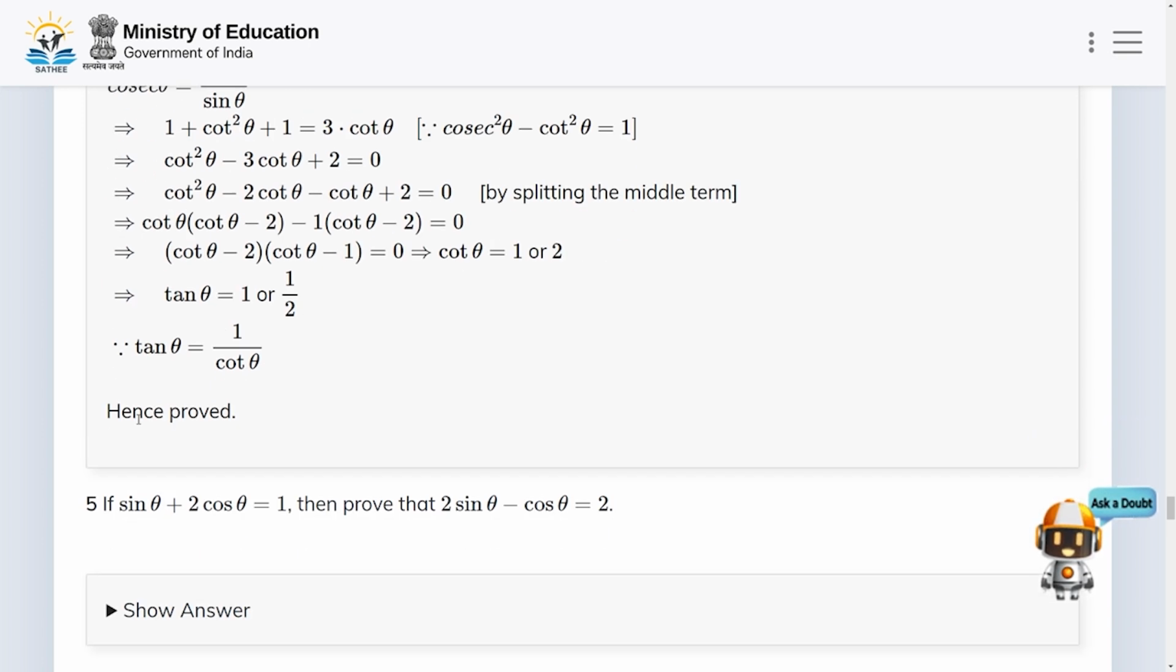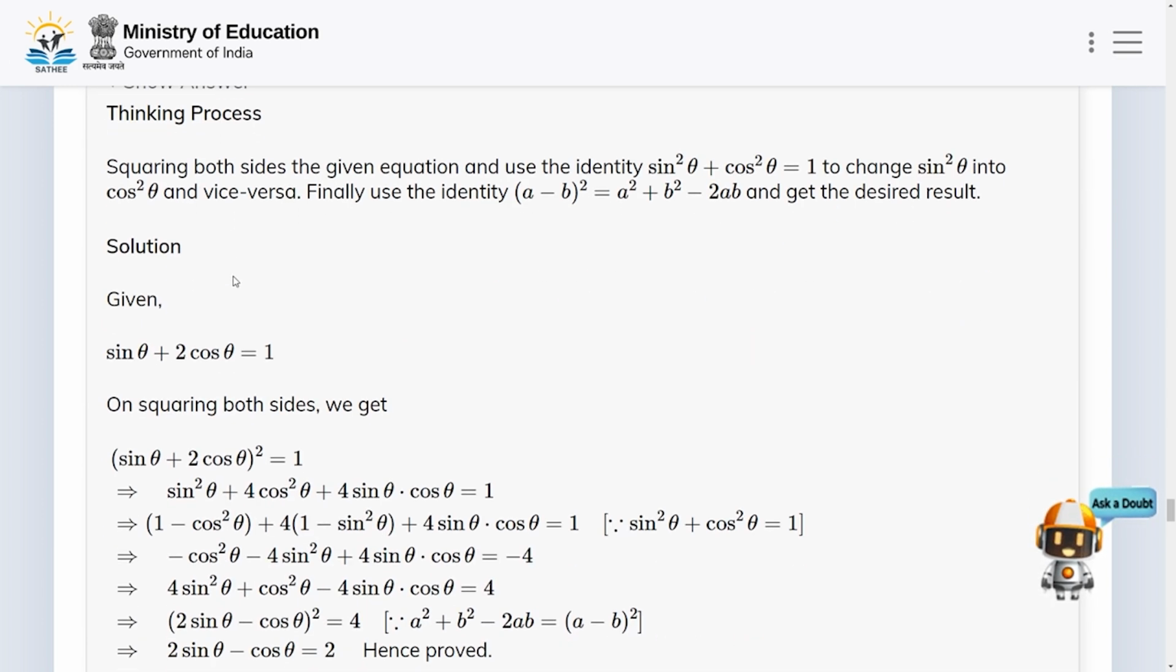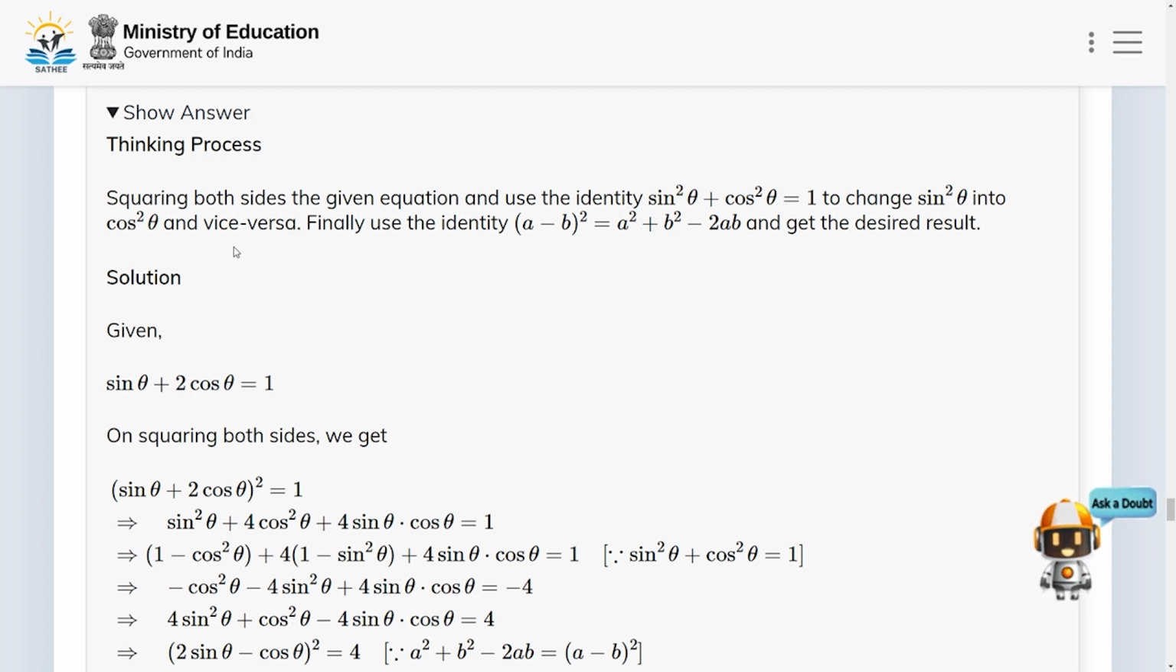So in next problem here, if sin theta plus 2 cos theta is equal to 1, then prove that 2 sin theta minus cos theta is equal to 2. Okay. So let us prove it. First of all we will see the thinking process. First of all, think of squaring both sides of the given equation and use the identity sin square theta plus cos square theta is equal to 1 to change sin square theta into cos square theta and vice versa. And finally use the identity a minus b whole square is equal to a square plus b square minus 2ab, and get the desired result.